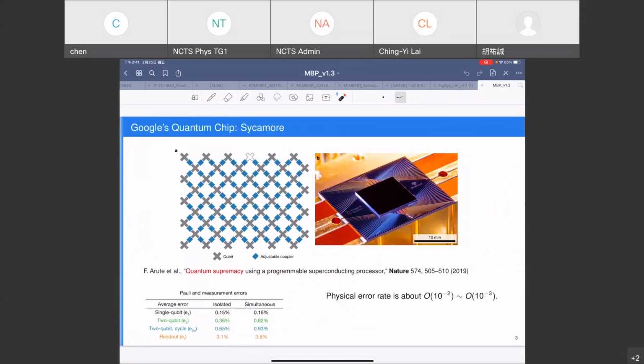So there are many other physical architectures to implement quantum computers. Usually they will have numbers like this one. For some schemes, they may have better single qubit gates, or better two qubit gates, or better quantum memory. But usually the numbers for those other schemes will be like this one. The physical error rate is usually about 10 to the minus 2 to 10 to the minus 3. Okay, remember this one.